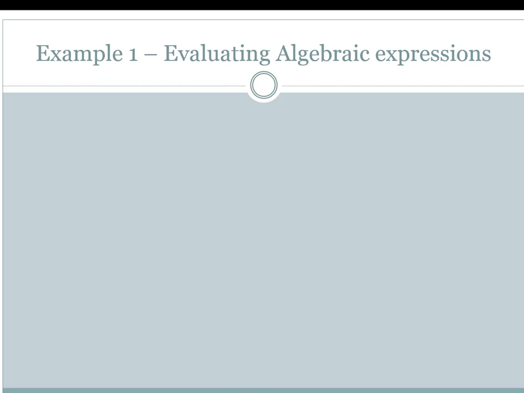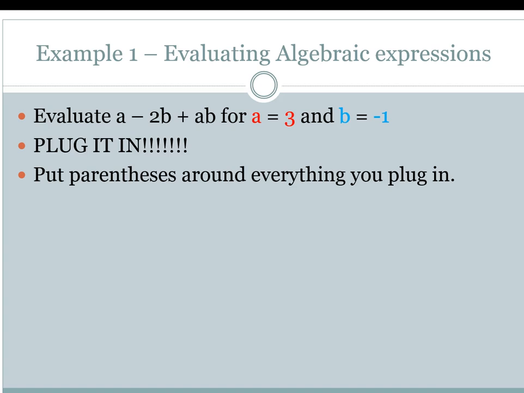The first example is we're going to evaluate an algebraic expression. Basically, we're starting out with a minus 2b plus ab. Now remember that if a number and a variable are right by each other, that's an operation of multiplication. So this is 2 times b, this is a times b. And when we evaluate, we're always going to know what to plug in. Evaluating for a being 3 and b being -1.